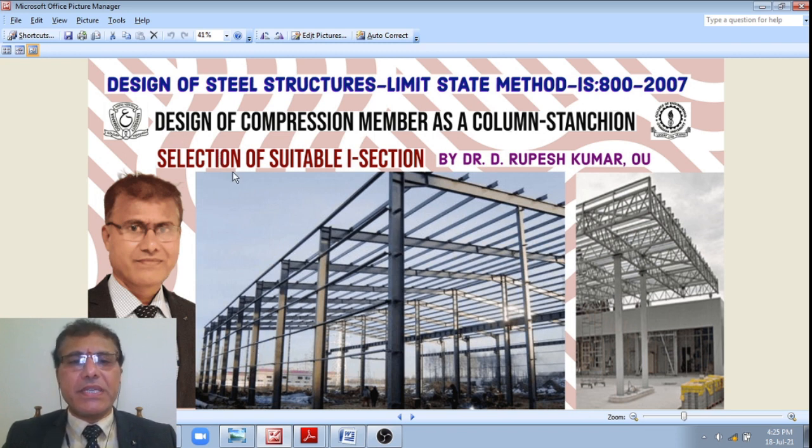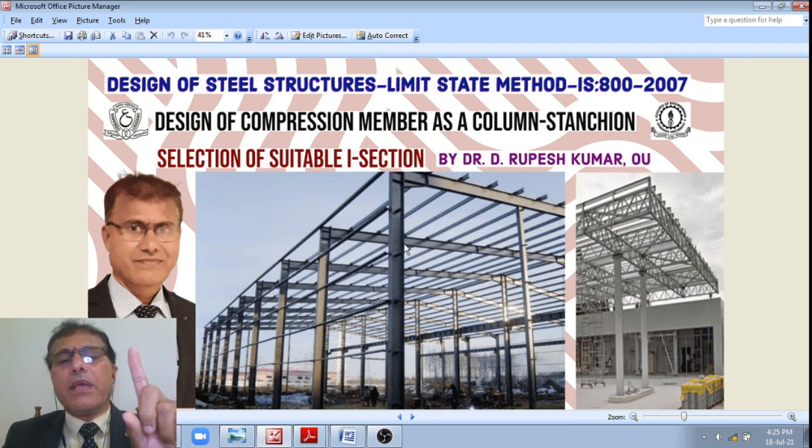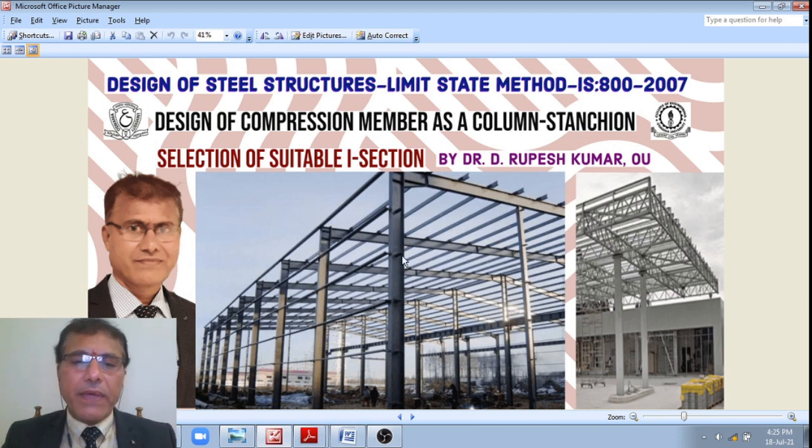In today's class we shall see the design of a compression member as a column, as a stanchion, wherein we will see how to select a suitable I-section, as well as, if a section is given, how to determine the load on it. The first problem is we will calculate the load on a given I-section. In the second one, the load is given, and we see how to propose a section, how to propose the design. Both of these problems we will see.